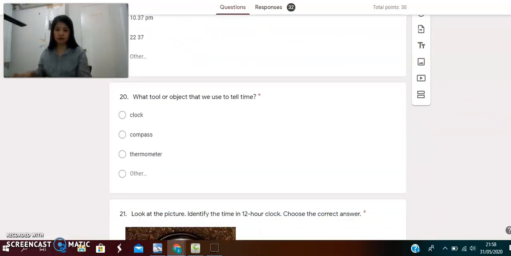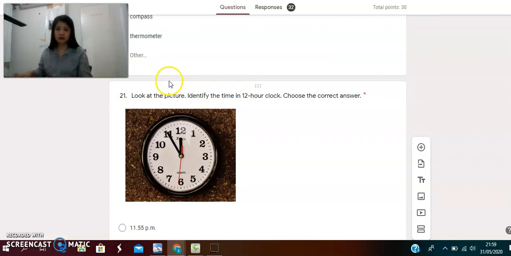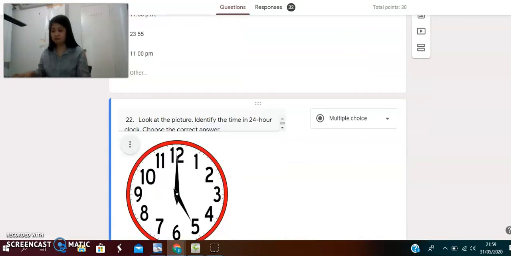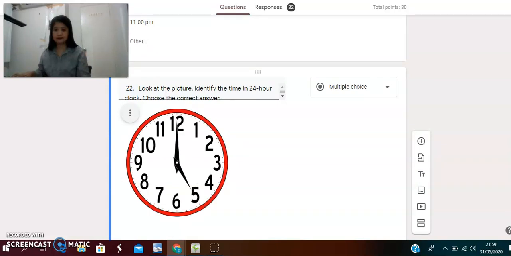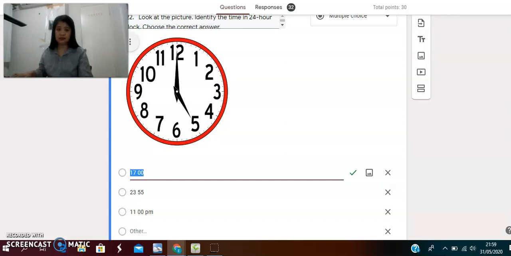Next, 20. What tool or object do we use to tell time? Of course, a clock. Next, 21. Look at the picture, identify the time in 12-hour clock. Choose the correct answer. The answer here for number 21 is 11:55 p.m. Next, look at the picture, identify the time in 24-hour clock. So 5 o'clock, 500, plus 1200 would give you 1700.